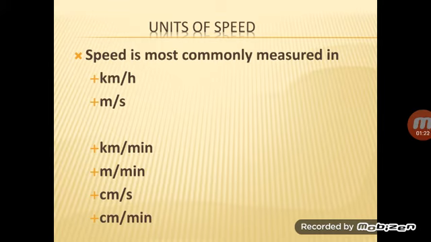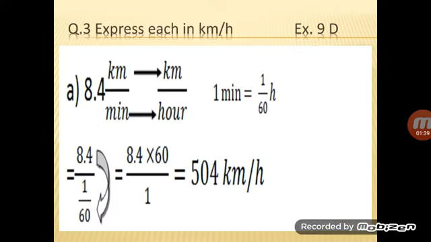Most commonly used measurements of speed are kilometer per hour and meter per second. In the following exercise, we will see some different units like kilometer per minute, meter per minute, centimeter per second and centimeter per minute. In today's lesson, we will see the conversion of these units to each other.